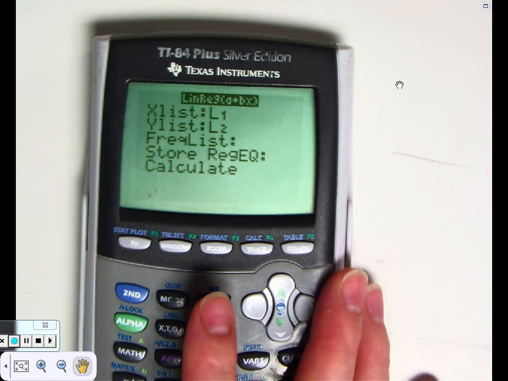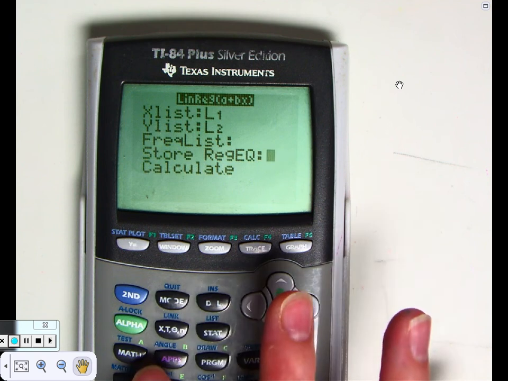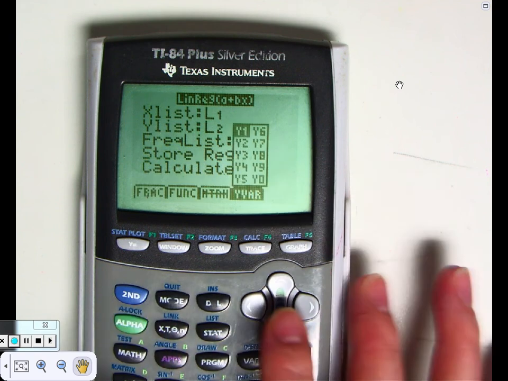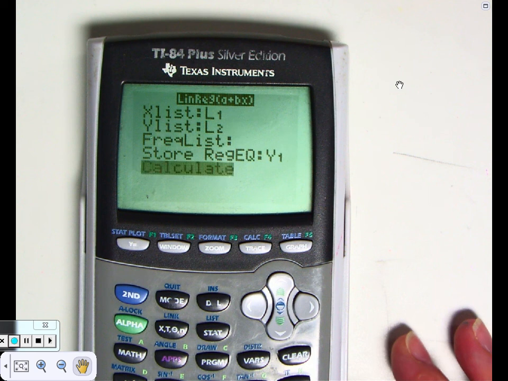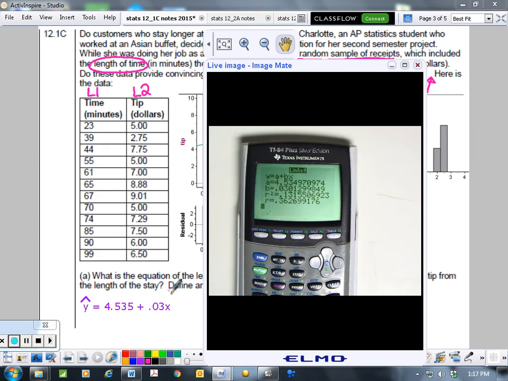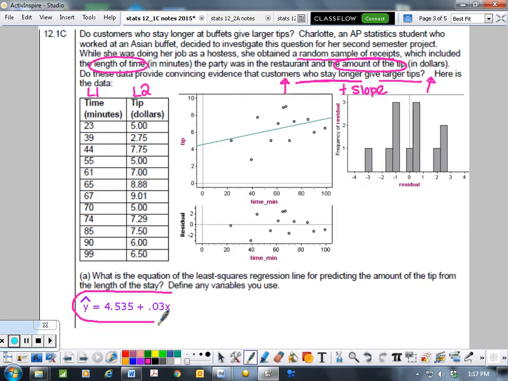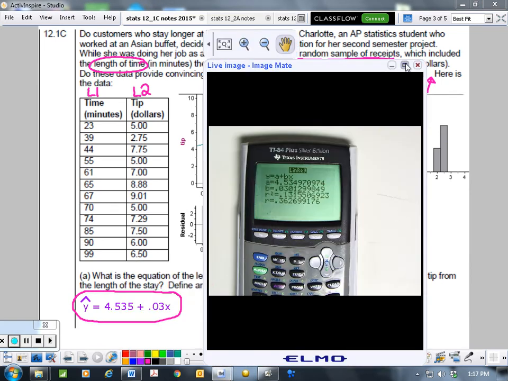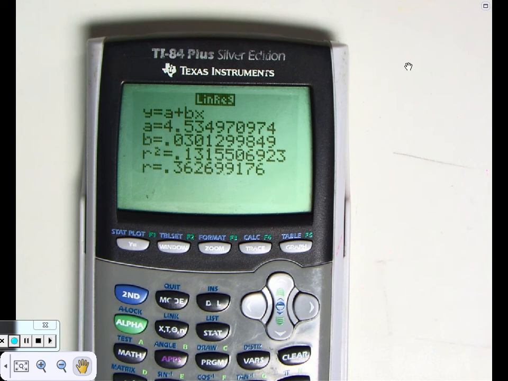at the graph. So let's go ahead and do alpha trace. Go ahead and program that in there. And there's our equation. And so we're going to want to write that down. Luckily, I went ahead and put that down right here, our regression equation, which we can see.